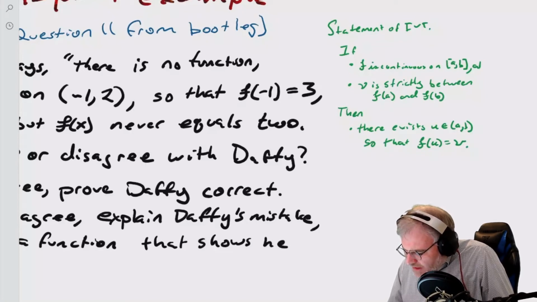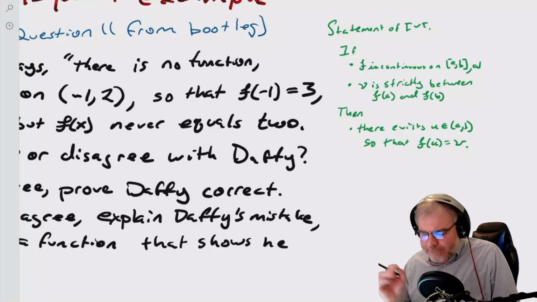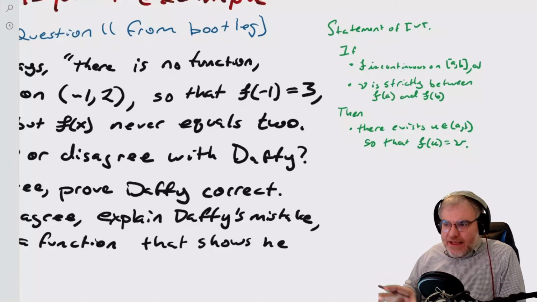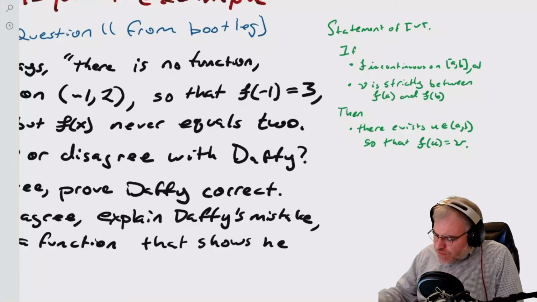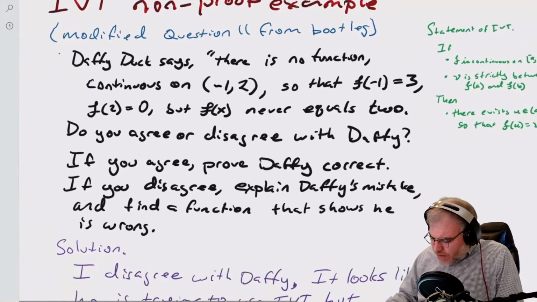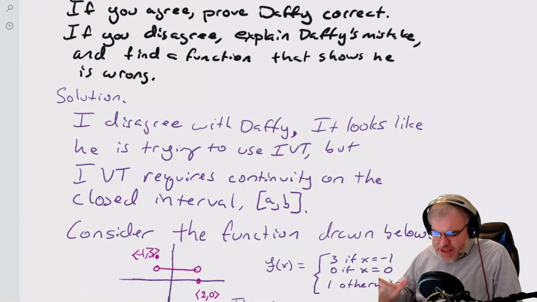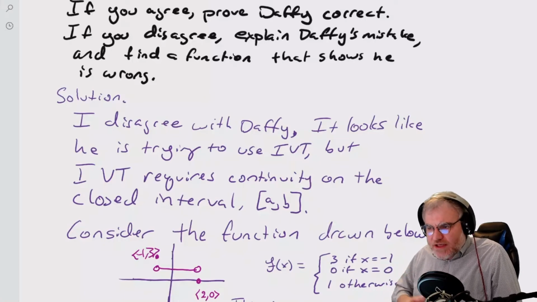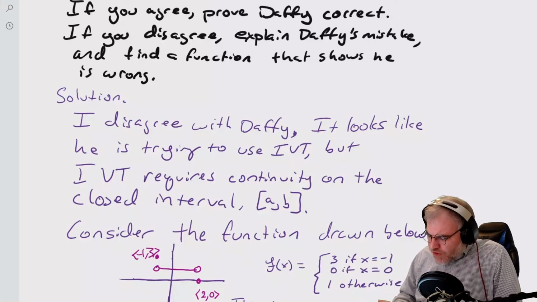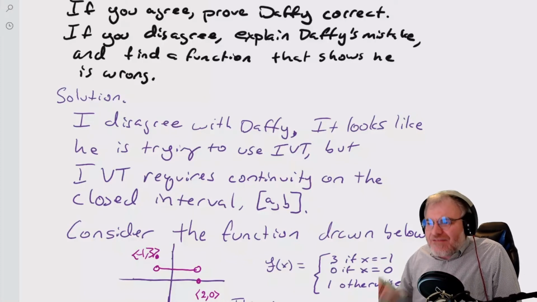You actually have to know the theorem in order to see, wait a minute, there's a flag on the play here. You can't do this. You need it to be continuous on the closed interval. So the solution to this problem is to say no. It looks like he's trying to use the IVT, but the IVT requires continuity on the closed interval. And then what you do is give an example, even if it doesn't ask you for one.